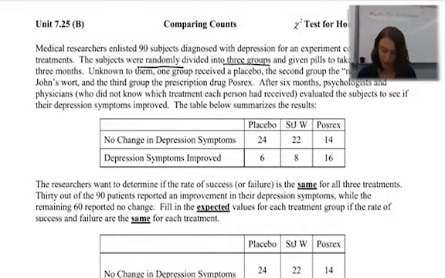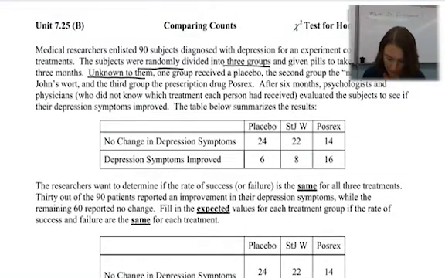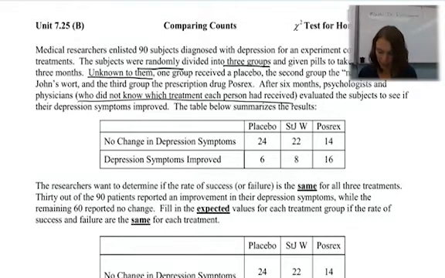Unknown to them, one group received a placebo, so unknown to them means it was blinded in that aspect. Second group, the natural St. John's wort, and the third group has the prescription drug Post-Rex. After 6 months, psychologists and physicians who did not know which treatment each person had received, so it's a double blind, evaluated the subjects to see if their depression symptoms improved. So we want to know if symptoms improved.